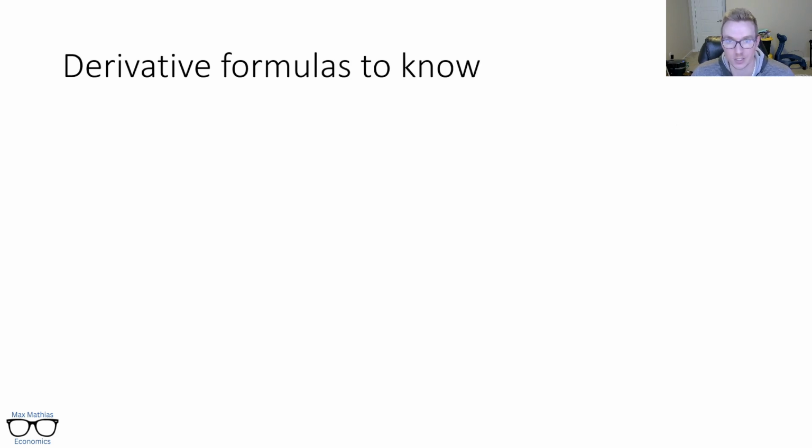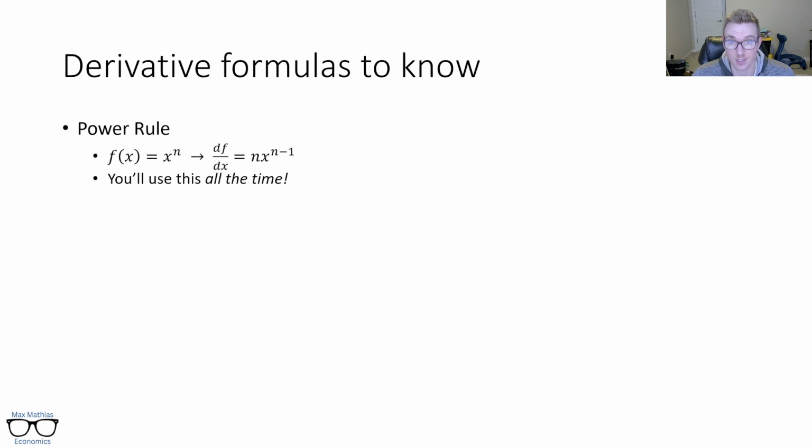So derivative formulas to know, there's a few. Power rule. All the power rule says is that if you have some function x to some power n, its derivative is you basically are bringing the exponent down in front, n, x, and then you subtract 1 in the exponent. So n times x to the power n minus 1. You're going to use this all the time. This is probably the most common derivative that you will take.